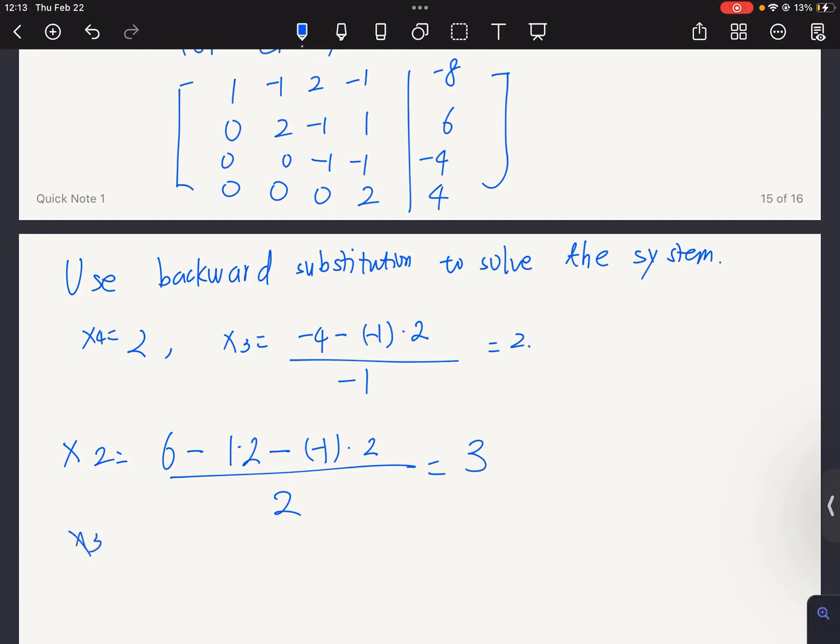And then what about x1? The x1 is just the right-hand side b, that is -a, minus the -1 times x4. -1 times x4 is 2. And 2, subtract 2 times the coefficient for x3. So x3, what's x3? x3 is just 2. And then subtract the -1 times the coefficient for x2, and we have x2 equals 3. And then divided by the coefficient for x1, and it's just 1.